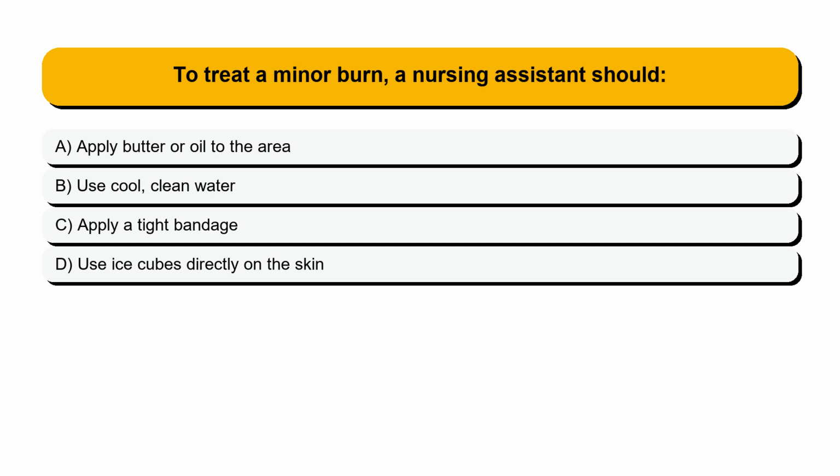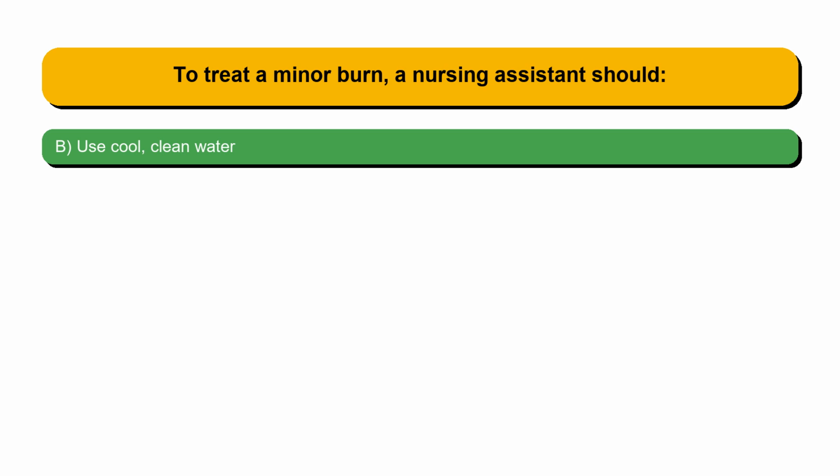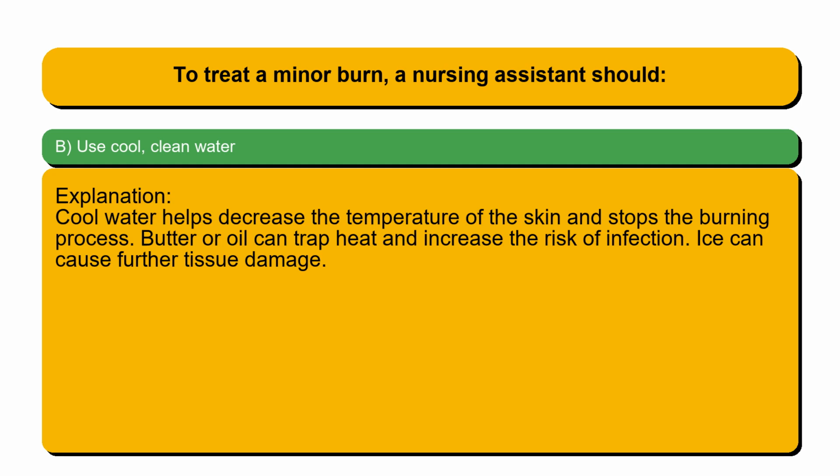Question 74. To treat a minor burn, a nursing assistant should: Option A, apply butter or oil to the area. Option B, use cool, clean water. Option C, apply a tight bandage. Option D, use ice cubes directly on the skin. The correct answer is option B, use cool, clean water. Cool water helps decrease the temperature of the skin and stops the burning process. Butter or oil can trap heat and increase the risk of infection. Ice can cause further tissue damage.